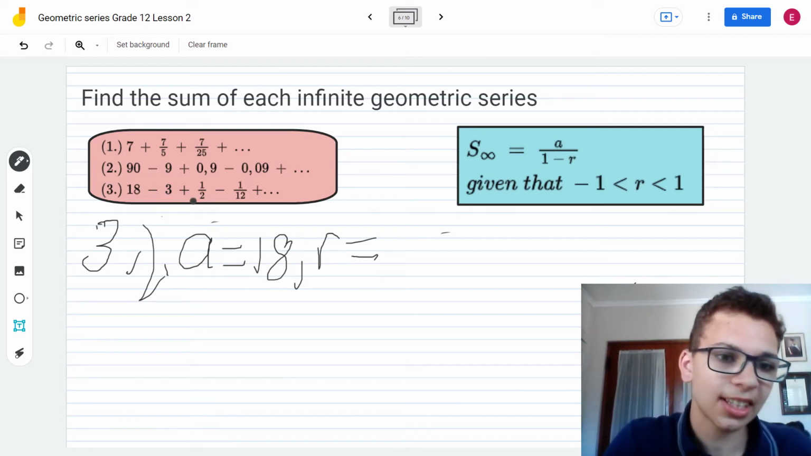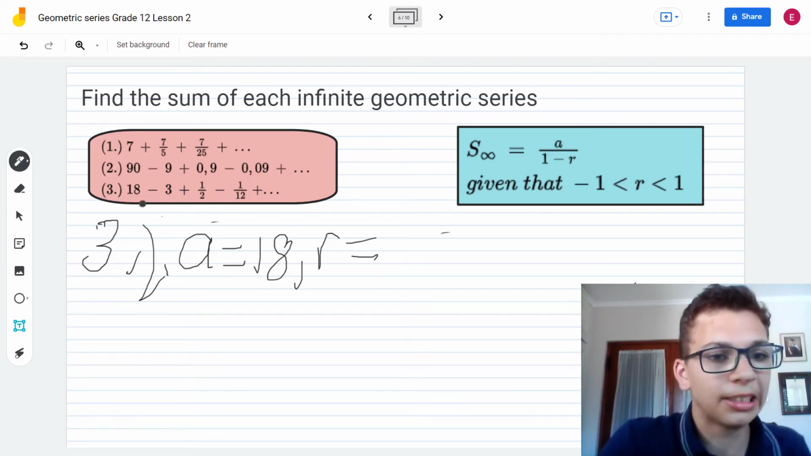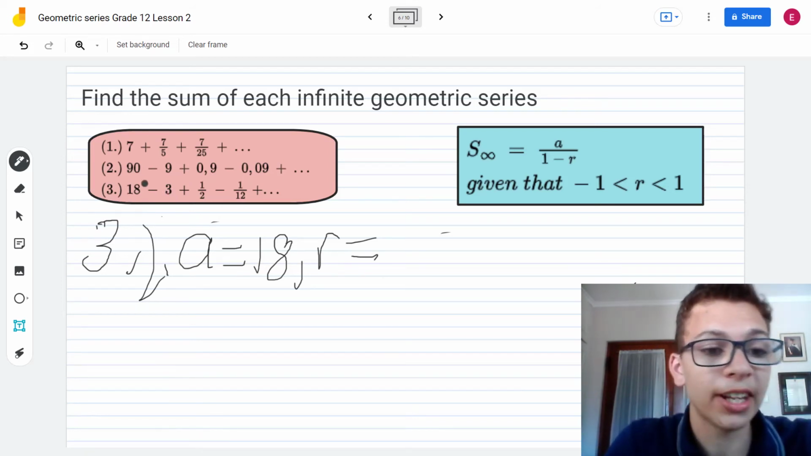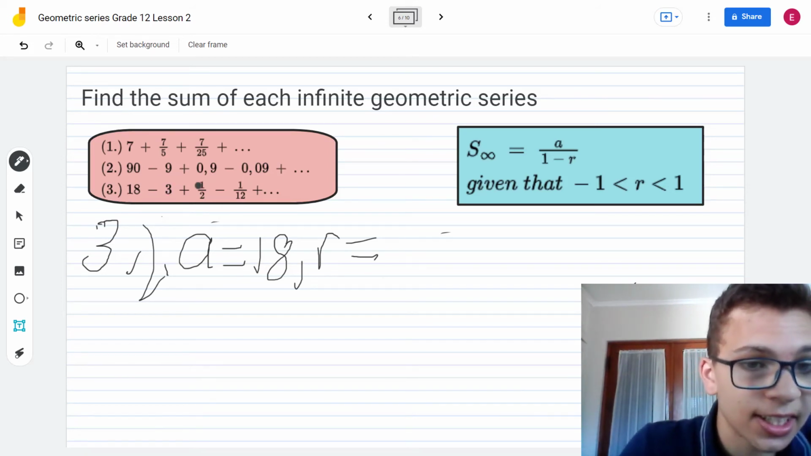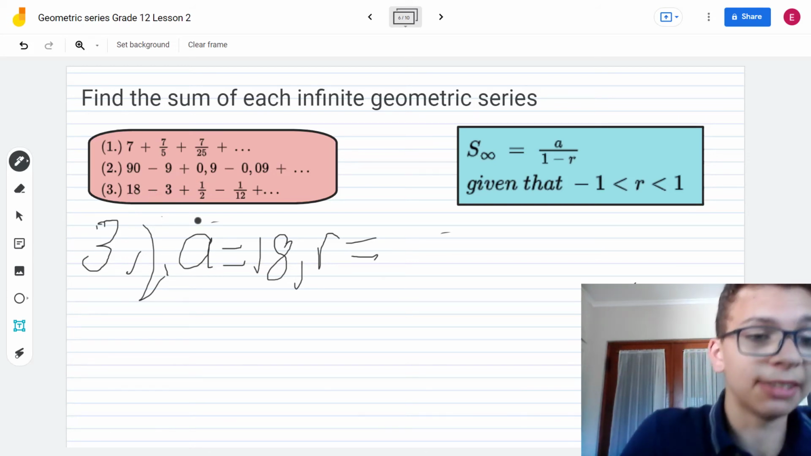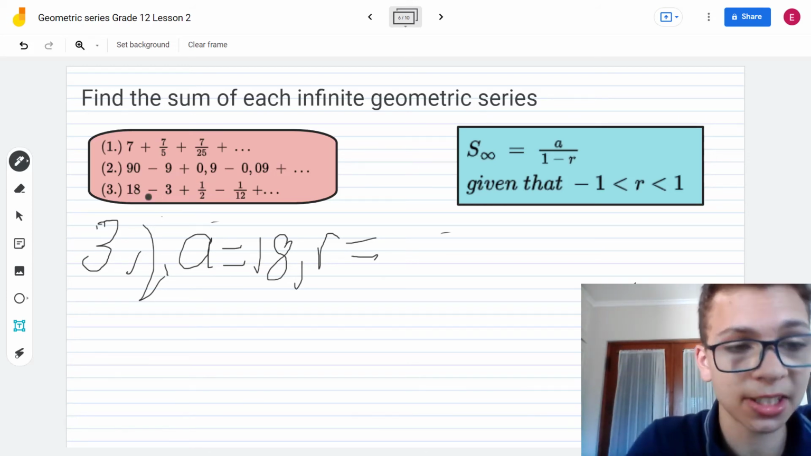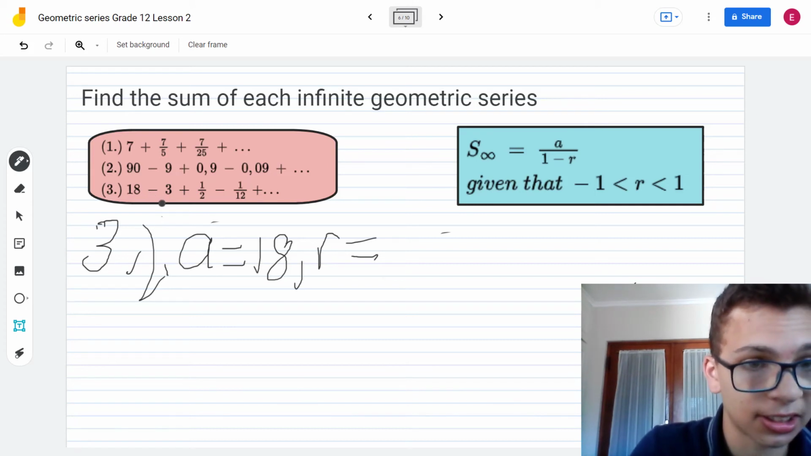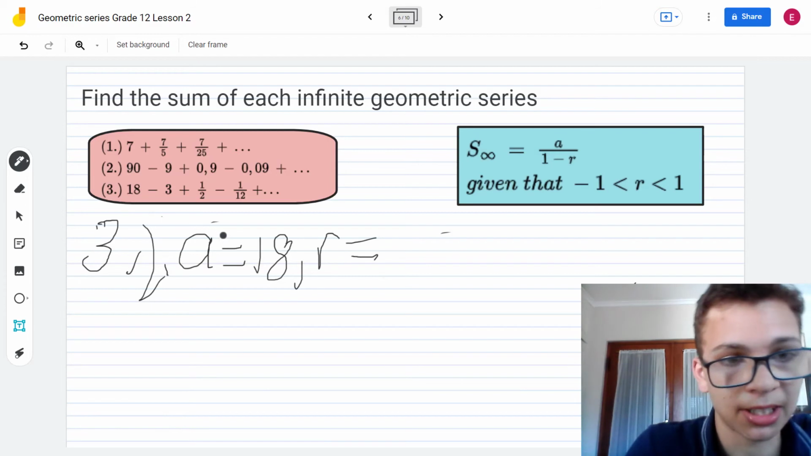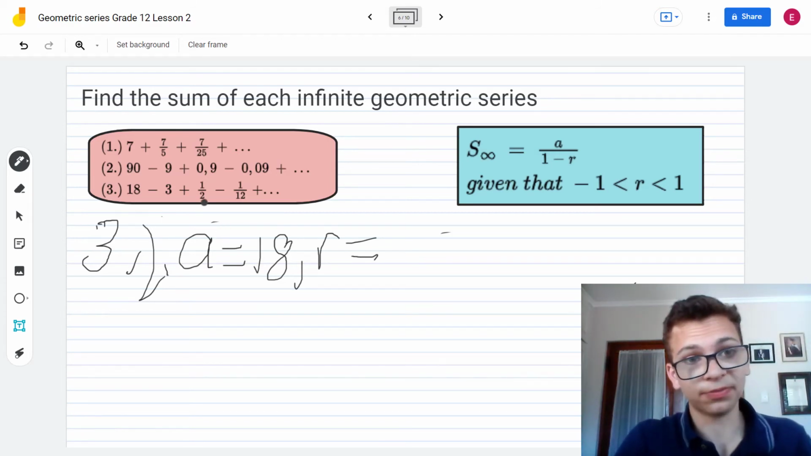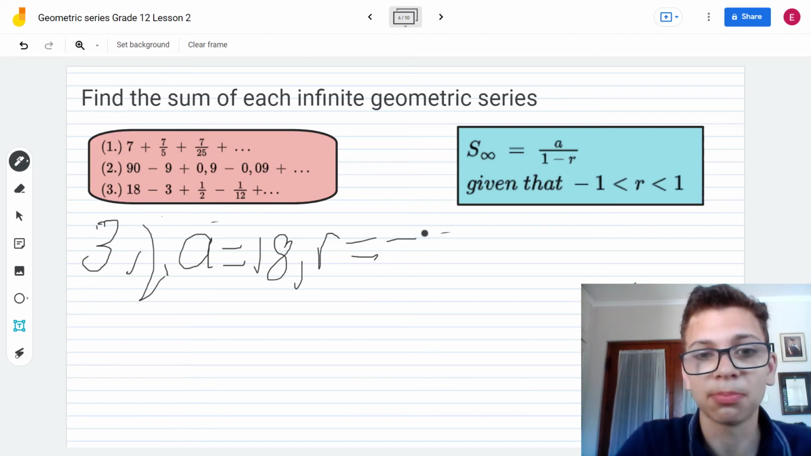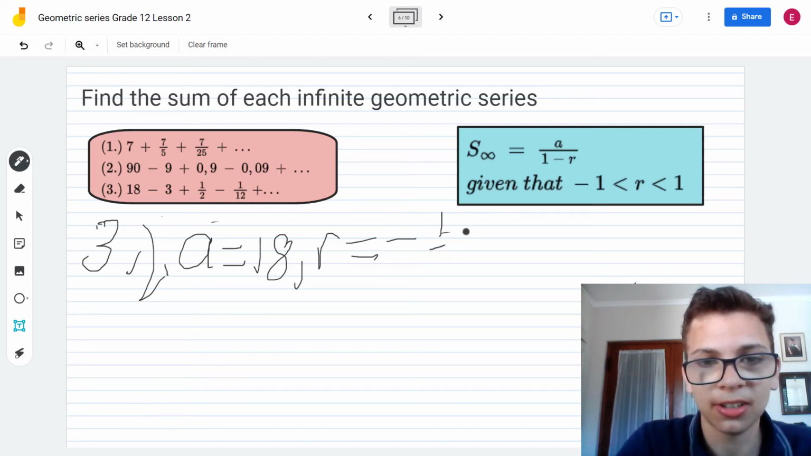But again, the signs are oscillating. So 18 times 1 over 6 is 3. 3 times 1 over 6 is a half. However, to get to minus 3, we say 18 times minus 1 over 6. That will give you minus 3. Minus 3 times minus 1 over 6 gives you positive a half. So because the signs are oscillating, we need to say r equals minus 1 over 6.